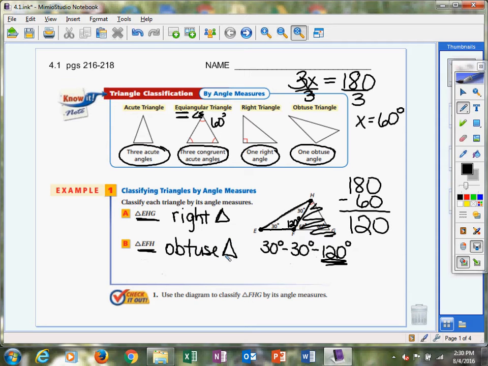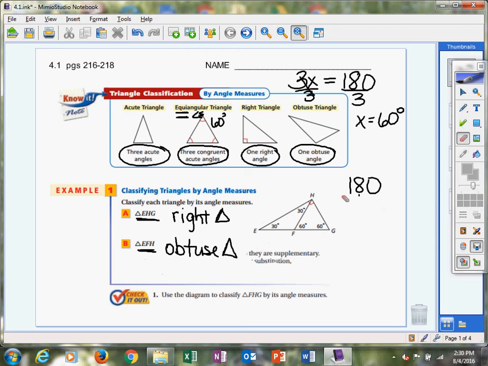Now, you're going to do the same thing for the check it out. You're going to use your diagram and classify triangle FHG using the angle measures. Let me erase it so you can see the triangle a little bit better. There we go. I'm going to give you a +1 for doing this particular problem. So there's your triangle. Classify it for me. If you have any questions, bring them to class tomorrow.